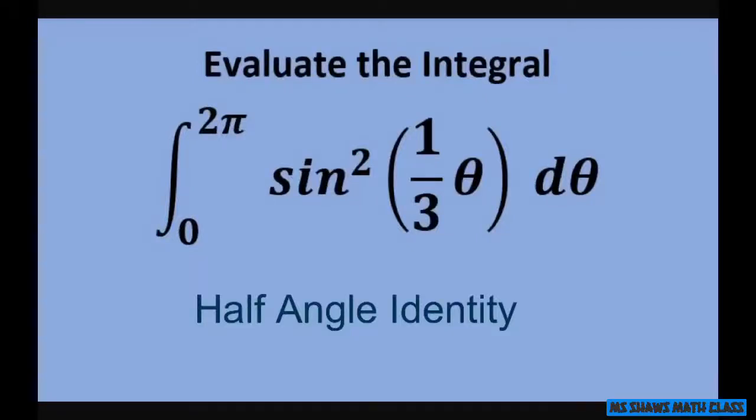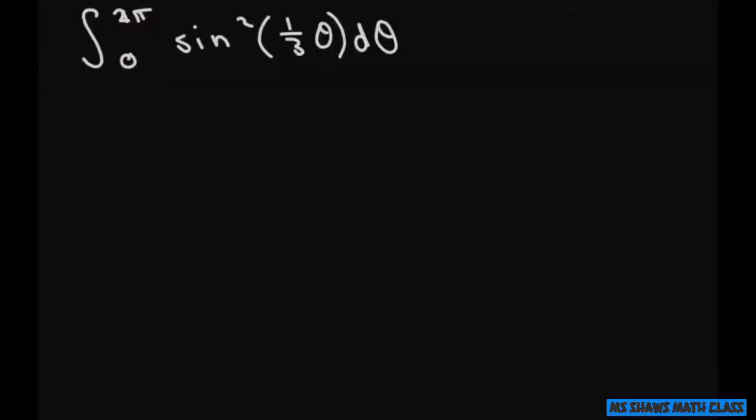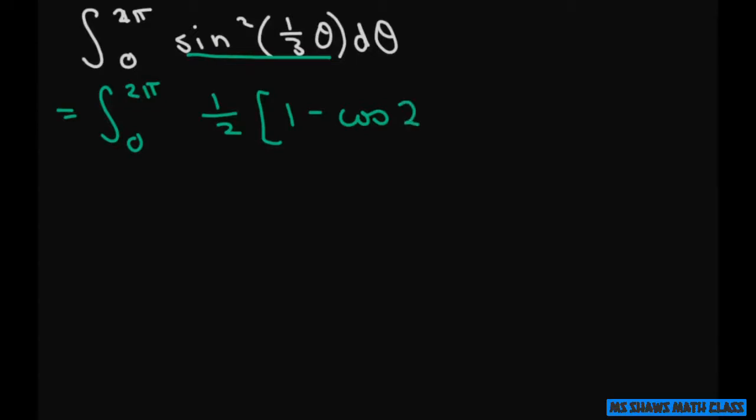Everyone. We're going to evaluate the definite integral over the interval 0 to 2 pi, and we're going to use substitution with half angle identity. So the first thing I want to do is rewrite this as equals 0 to 2 pi here, and I'm going to substitute this for my half angle identity, which is going to be for sine squared is 1/2 (1 minus cosine of 2 theta).